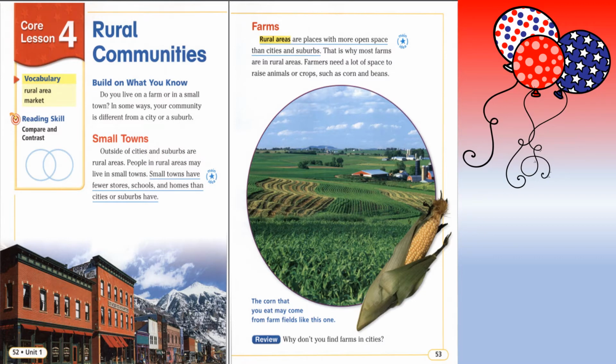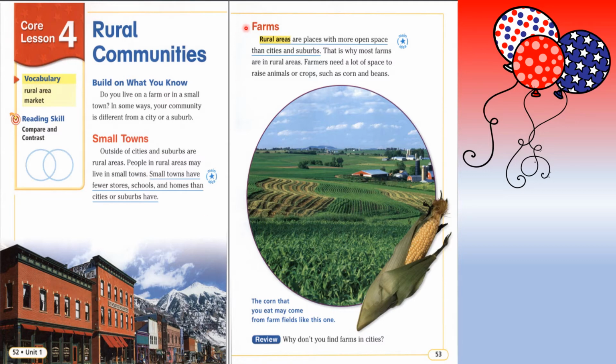Core Lesson 4, Rural Communities. Build on what you know. Do you live on a farm or in a small town? In some ways, your community is different from a city or a suburb. Small towns. Outside of cities and suburbs are rural areas. People in rural areas may live in small towns. Small towns have fewer stores, schools, and homes than cities or suburbs.